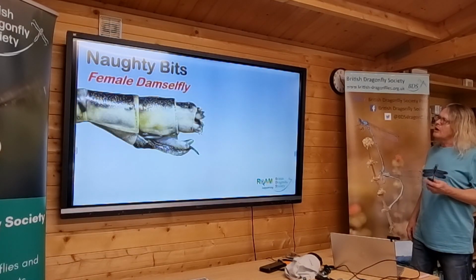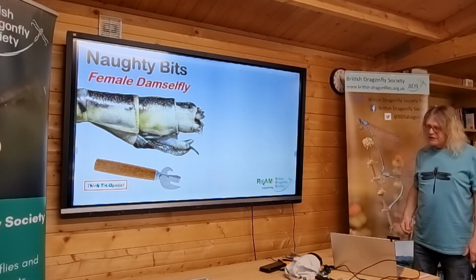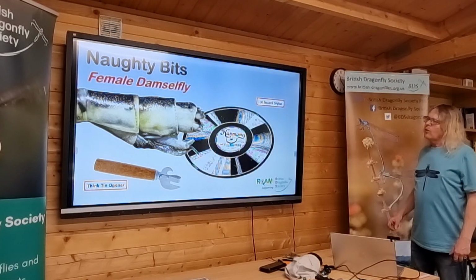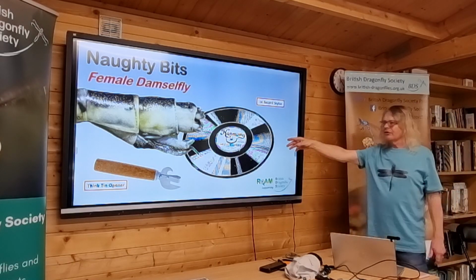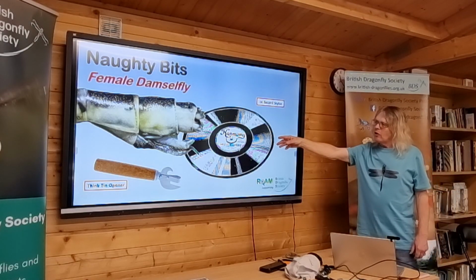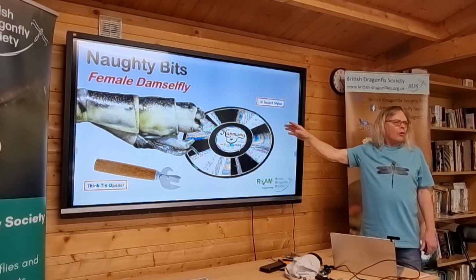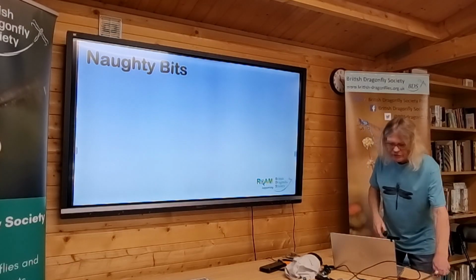So if we move over to the female damselfly. Now, when you're identifying damselflies, to identify the females, all female damselflies have an ovipositor like this on the 8th and 9th segment of their abdomen. All damselflies have that.